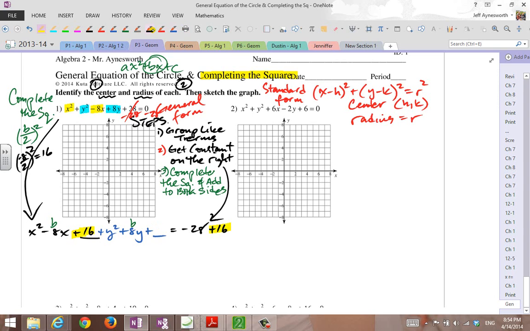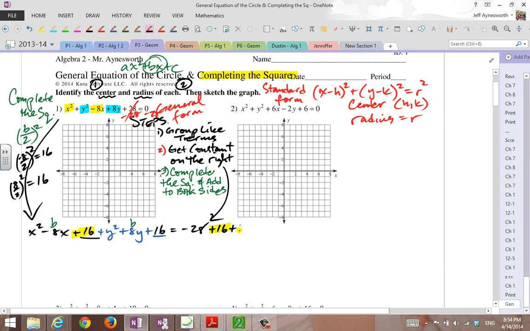So the next thing I'm going to do is take the 8. So 8 divided by 2 and square it. Well, 8 divided by 2 is 4, and 4 squared is 16. Whether you take a -8 and divide it by 2 and square it, or +8 and divide by 2 and square it, you're going to get 16. So I add 16 here, and I add 16 here. Let me see, add 16, add 16, there you go.